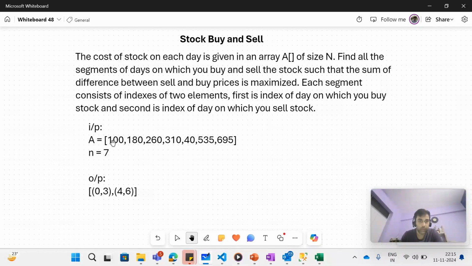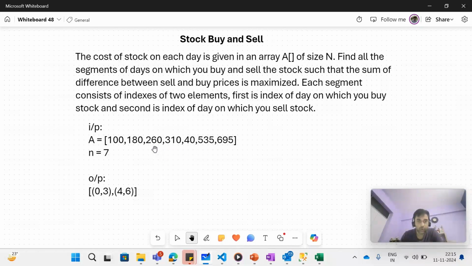So for example, on day one, the stock price was 100, then it was 180 on day two, on day three it was 260, day four it was 310, day five 40, day six 535, and day seven it was 695. So for these 7 consecutive days, we are given the price of a given stock on each of these days, in that order.